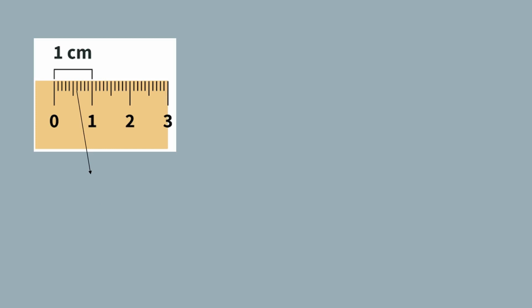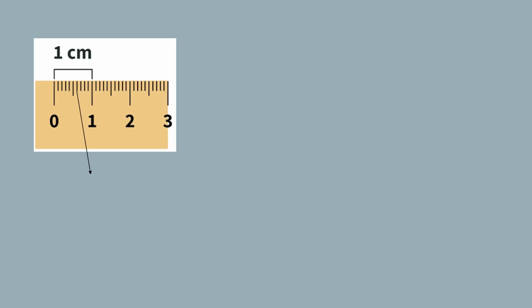Now, look at the portion between 0 centimeter and 1 centimeter. Tell me, how many divisions are there in between 0 and 1? Yes, there are 10 equal divisions. What measurement does each of these small divisions indicate? Yes, it's millimeter. First small division is 1 millimeter and the second small division is 2 millimeter and so on.